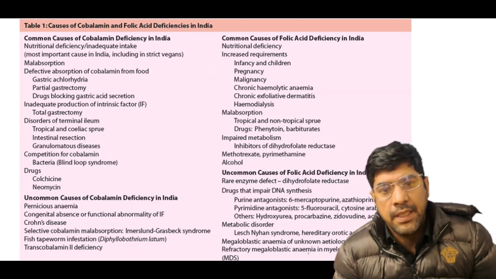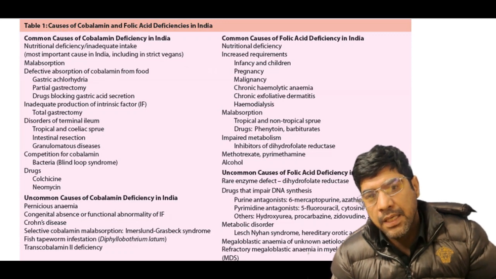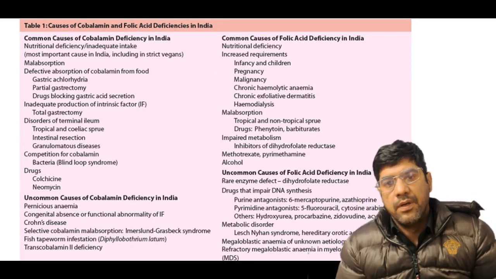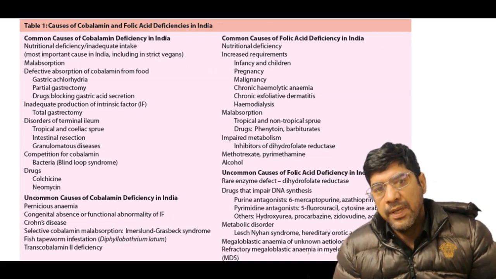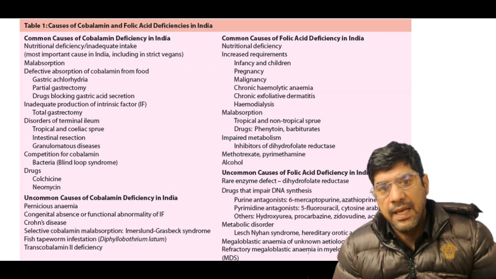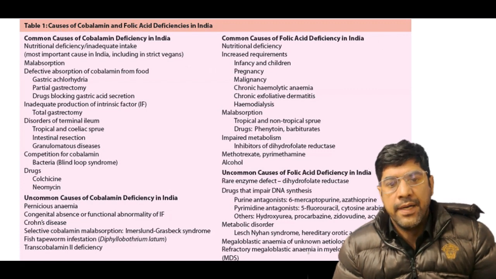Drugs that impair DNA synthesis, like purine antagonists and pyrimidine antagonists, can also interact with the folate metabolism. Metabolic disorders like Lesch-Nyhan syndrome and hereditary orotic aciduria can also lead to folate deficiency.